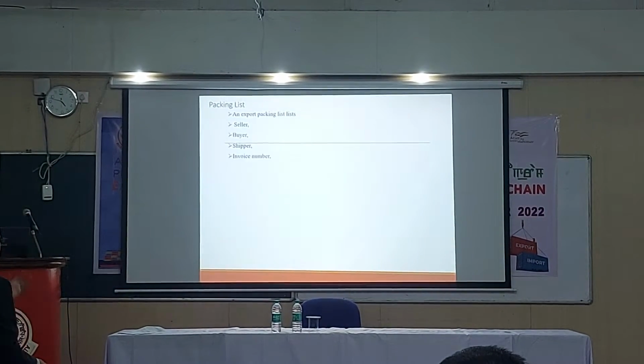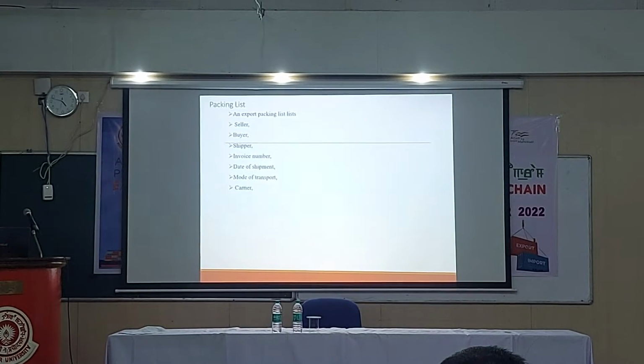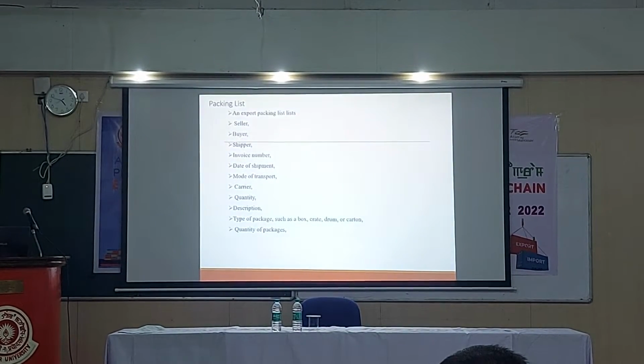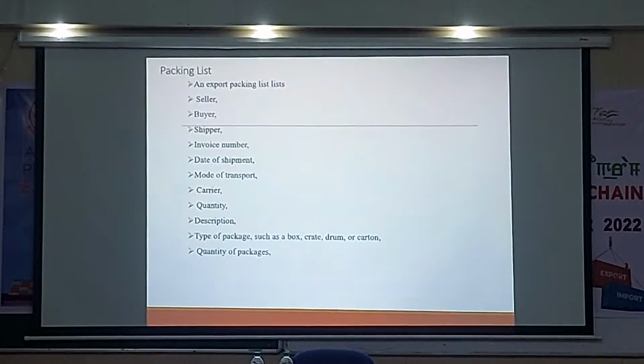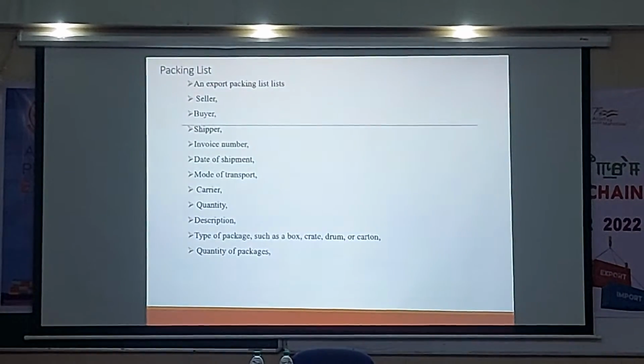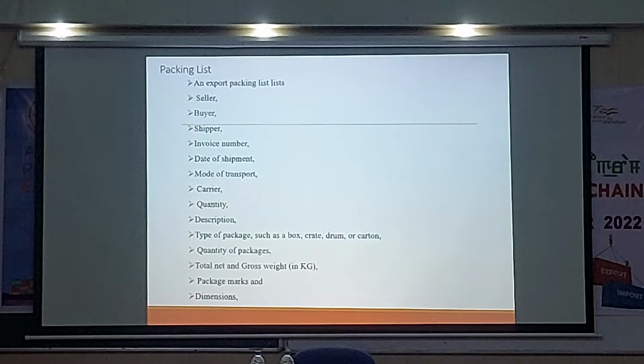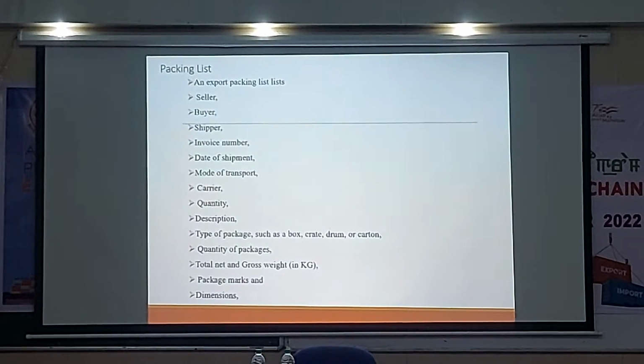Now, this is what the packing list contains, and you saw that it contains all these details. Ideally every package should have seller name, buyer name, shipper, invoice number, date of shipment, mode of shipment, carrier, quantity, description, type of package, quantity of packages, gross weight, as well as dimensions and marks. This is all a must for a packing list. So then you get complete information. Okay, are you with me?